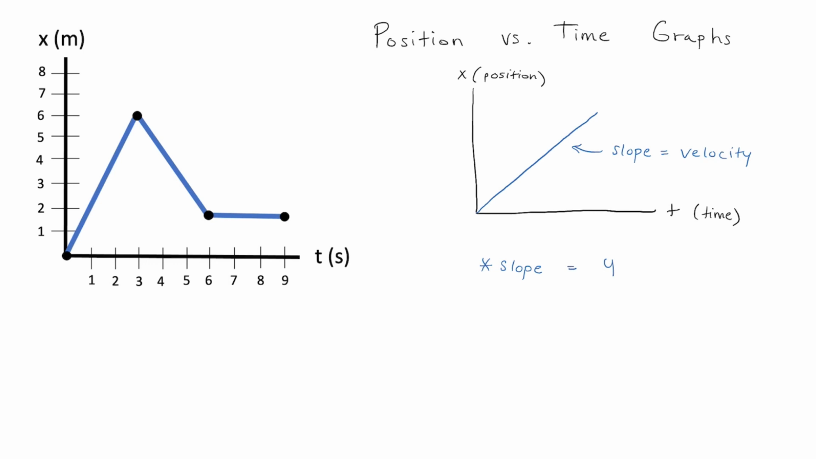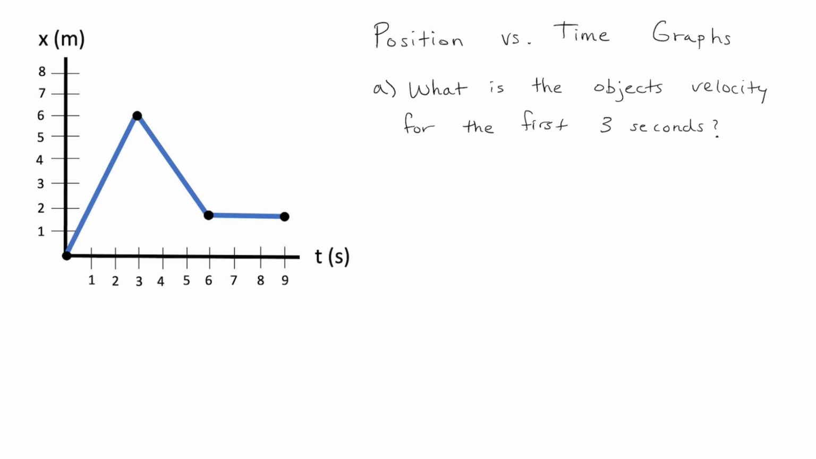Do you remember the equations for finding the slope of a line? Well, you can find 2 points on the line and then do y2 minus y1 divided by x2 minus x1, or you can take the rise divided by the run. And now let's use what we learned to analyze this position versus time graph.